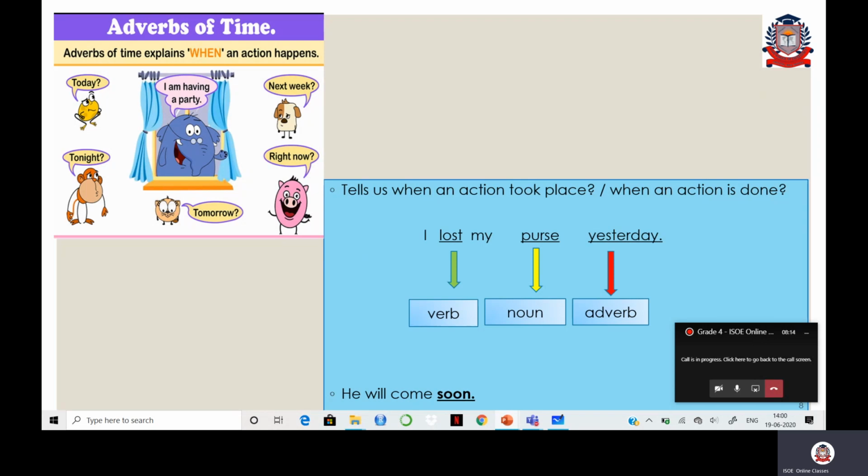Now please look at this picture. Over here, can you see a jumbo inside a window? Jumbo means that elephant which says, I'm having a party. So the frog thinks today, the monkey thinks tonight, the cat says tomorrow, the pig says right now, and the dog says next week. They don't know when he is going to have the party. So they have so many questions in their minds. Can you see that? So today, tonight, tomorrow, right now, next week, yesterday, soon. These all are adverbs of time, telling you when an action is done.